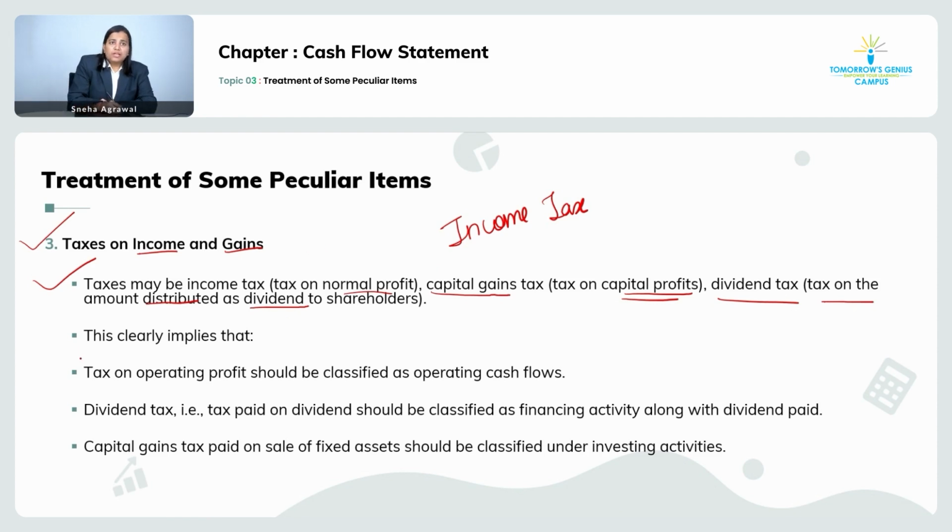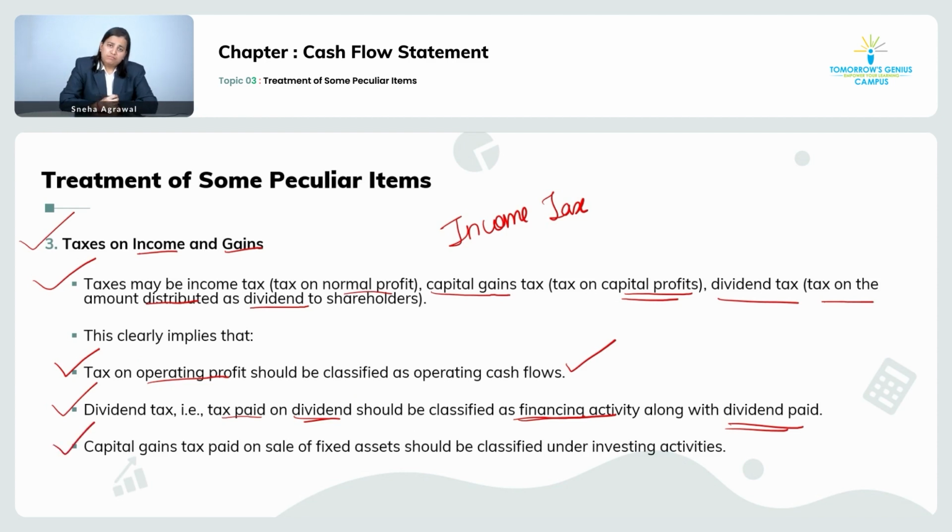So what does it imply? We know income tax which we pay on the operating profit is classified as your operating cash flows. Dividend taxes is tax paid on the dividend, and dividend payment is nothing but your financing activity. So taxes on the same will be treated as what? Your financing activity.